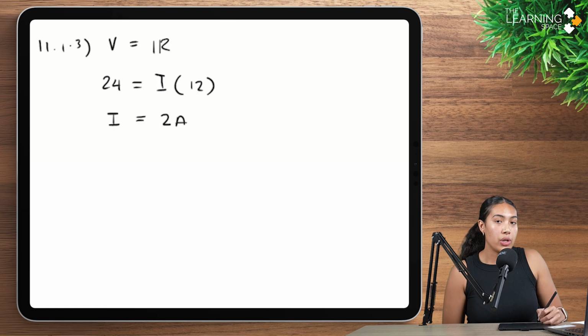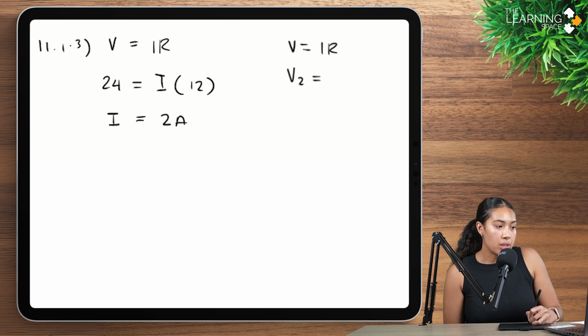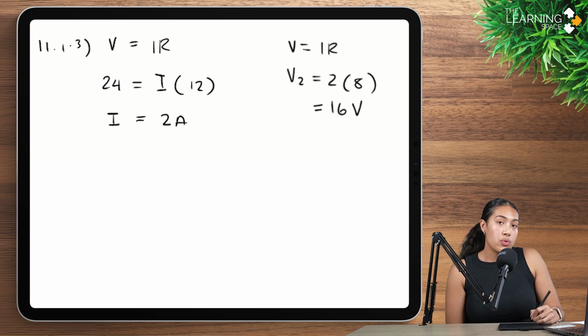Then in order to calculate the voltage of V2 specifically, because V2 is over the 8 ohm resistor, we're going to use the same formula, but now we are just going to use a different resistance. So we're solving for V2. We have our current, which we just calculated, which is going to be 2, and we're going to multiply it by that 8 ohm resistor that V2 is currently over. So 2 times 8 is going to be 16, and then our answer is 16 volts for V2.